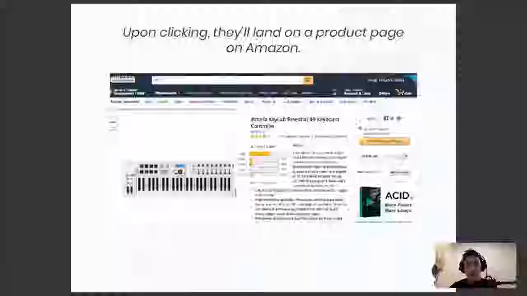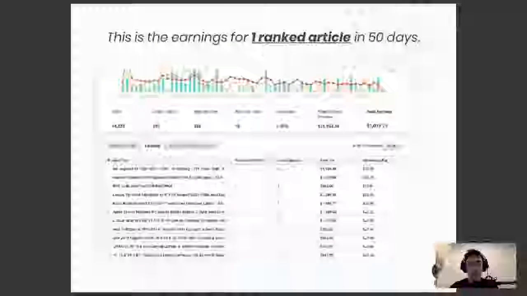All right, so on Amazon, what they'll do is they would actually click on that product, and what's going to happen next is whenever they buy anything, whether it's on that page or outside that page, I will actually get a small cut of that sale, and is this what you're going to see, right? So this is the earnings for just one ranked article in 50 days.